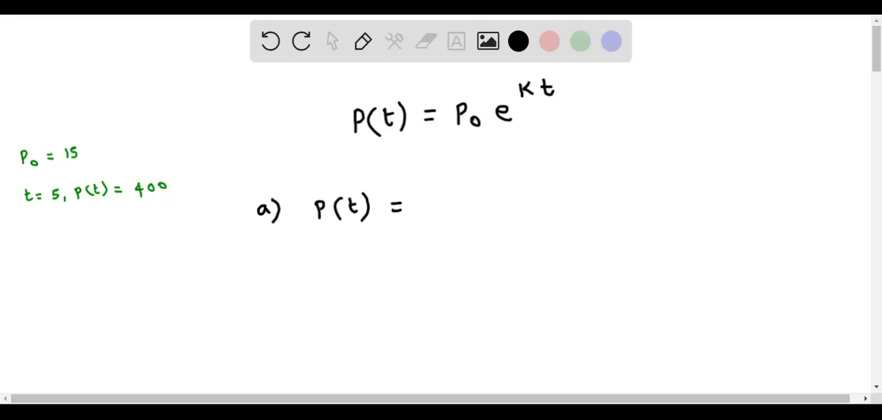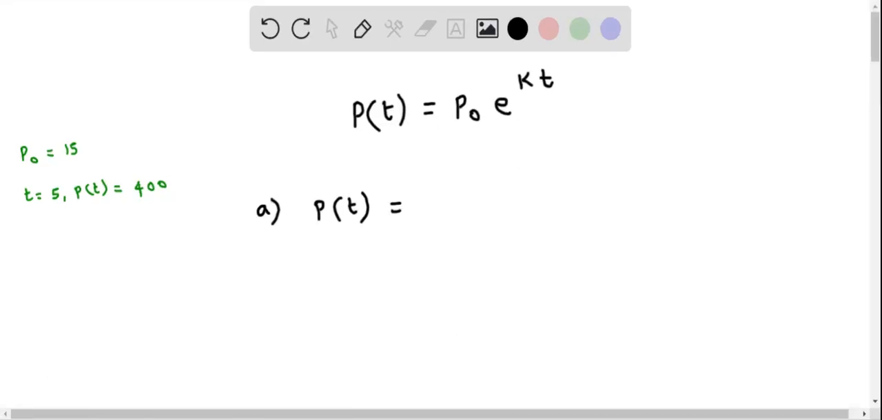In the first part of this question, we express the population of the colony of rabbits, that is P of t, using this population model given by P of t equals P naught e raised to the kt. So this is the generic population model, used whenever the population grows exponentially. And here we are given that P naught, which represents the population at the beginning, is 15.